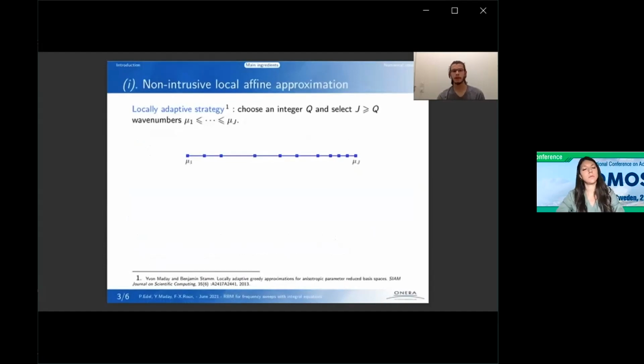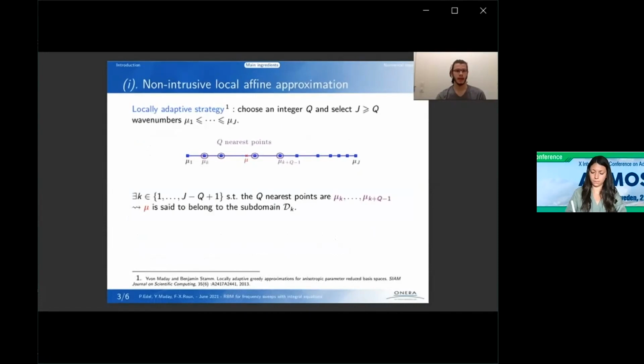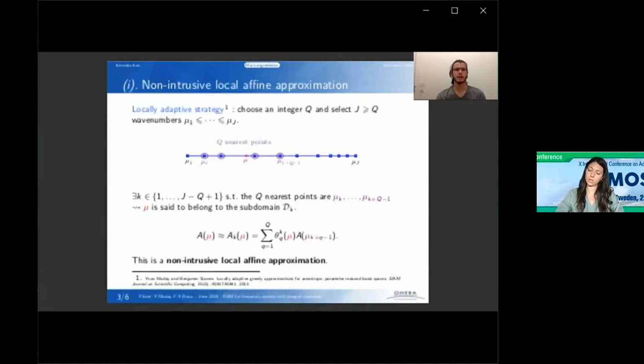As always, in locally adaptive strategies, we first choose an integer q. We then select J wave numbers as shown. When considering an arbitrary wave number mu, the idea is to look for the q nearest points. It turns out that there always exists an integer k such that the smallest among these q points is mu_k. Thus, each mu is mapped to an integer k, and we say that mu belongs to the subdomain D_k. We now approximate our operator A of mu by a linear combination of A at these q nearest points.